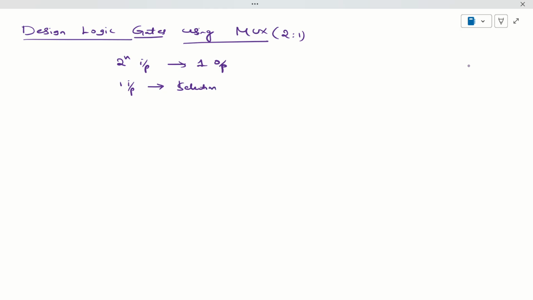So my aim is to show how to design the logic gates by using a multiplexer. We have different logic gates, right? We have 7 logic gates. 3 are basic gates, 2 are universal gates, and 2 are special gates. I'm going to show how to implement these gates by using a multiplexer. So first of all, I'm going to design the NOT gate by using a 2:1 multiplexer.